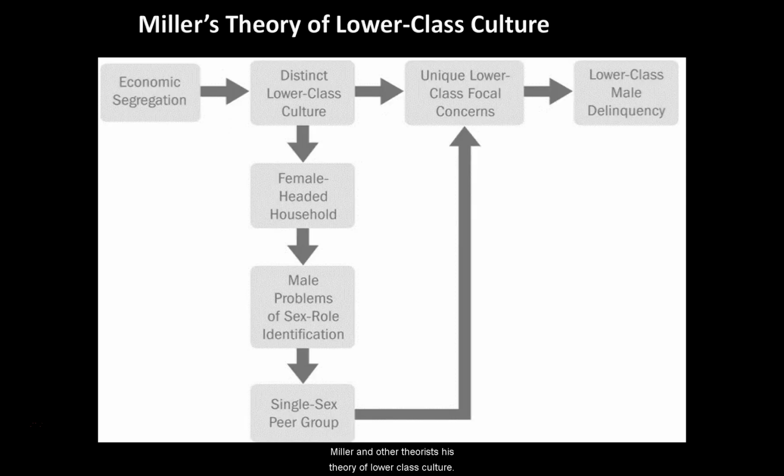Miller, another theorist, his theory of lower class culture. All right, so we have economic segregation. And I'll let you read this in the flow chart that ensues. And at the end, lower class male delinquency. Again, I'm just highlighting another page in your book.